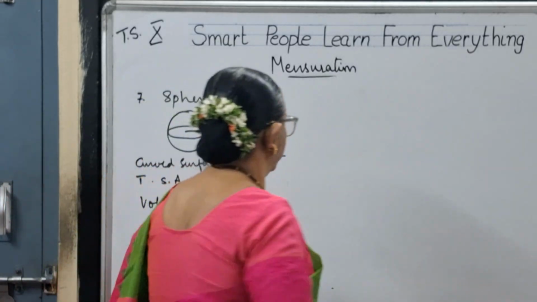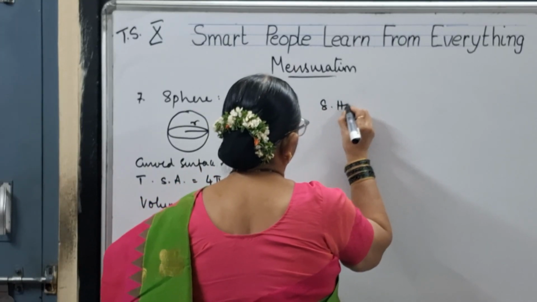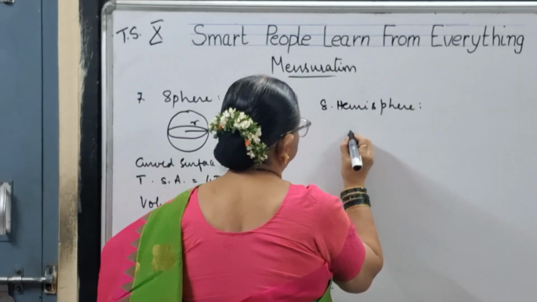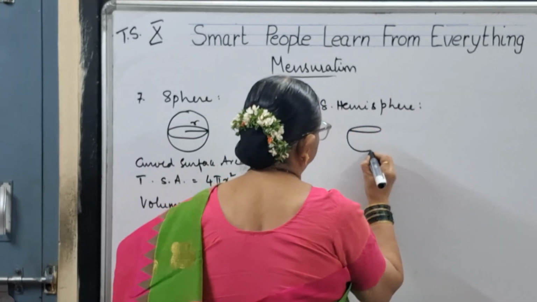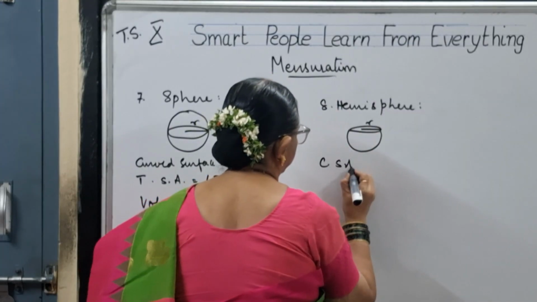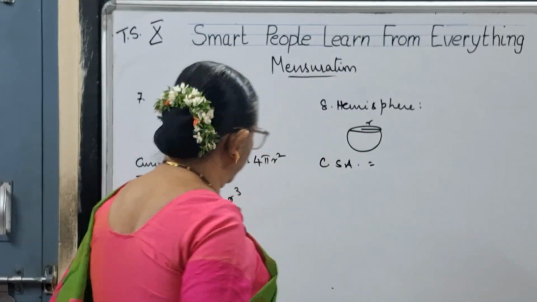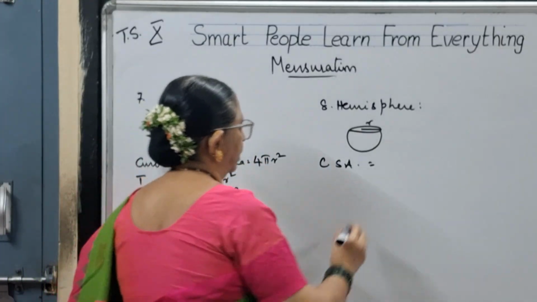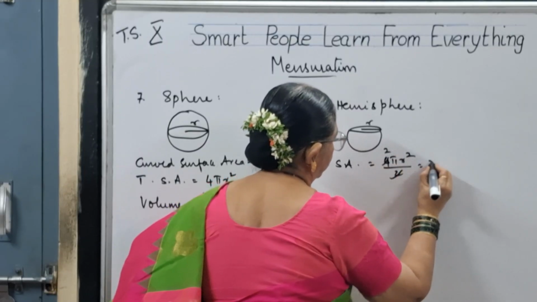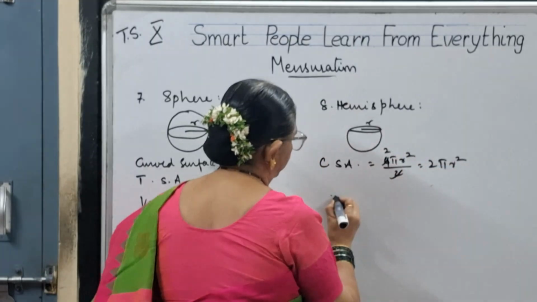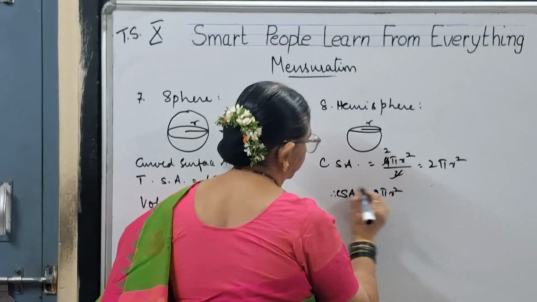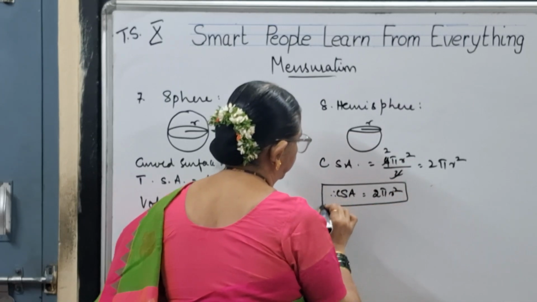Next, we are going to talk about hemisphere. Eighth one, hemisphere. Hemisphere means what? It is half of the sphere. This is the radius and its curved surface area is nothing but half of it. 4 pi r square is total, divided by 2. This 2 twos are 2 pi r square. Therefore, CSA is equal to 2 pi r square is the formula for hemisphere.